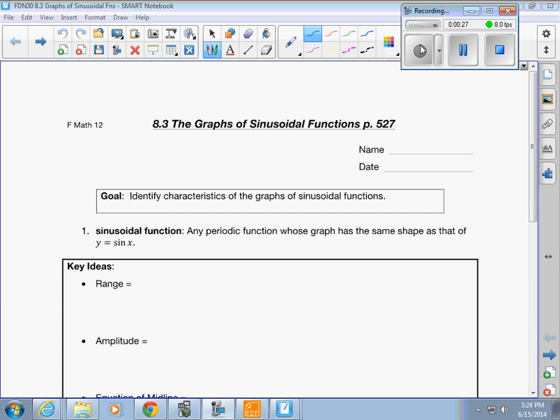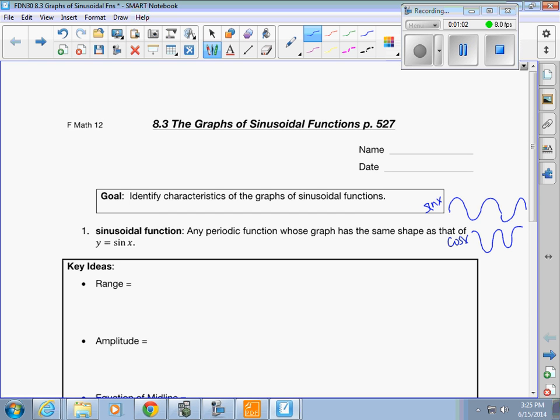your cos graph starts at 1 and goes down to 0. So you just sort of slide it along until you can see that they resemble each other. So a sinusoidal function is any periodic function whose graph has the same shape as that of sine, y is equal to sine x. So a y is equal to sine x graph looks like that and would repeat. A cos graph, so this is a sine x graph, cos graph goes like this and repeats.